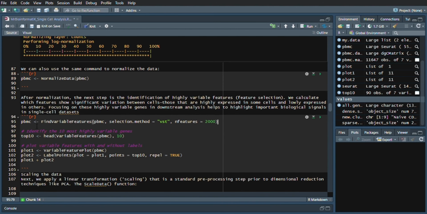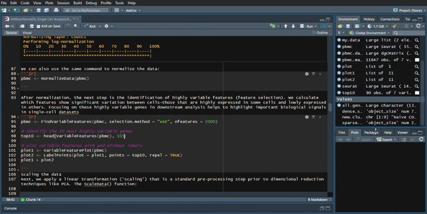The selection method equal VST uses the variance stabilizing transformation method to select highly variable features to identify genes that exhibit significant variability across different cells. These genes are often of interest in single-cell RNA sequencing because they can reveal important biological differences or signals. But how does it work? This method normalizes the variance of gene expression levels across samples or cells. This helps to stabilize the variance so that it's less influenced by the mean expression level, and then ranks genes based on their variance, allowing us to select those with the highest variability.